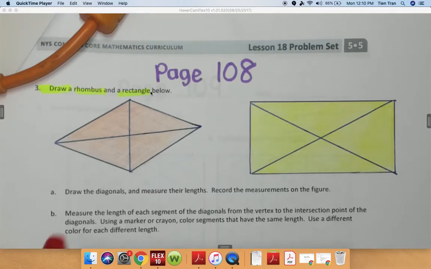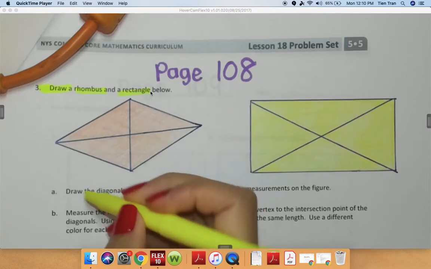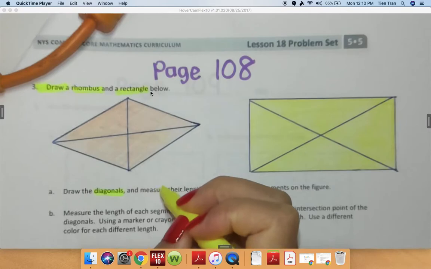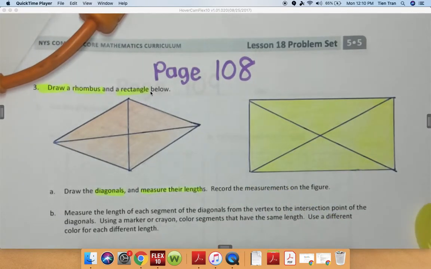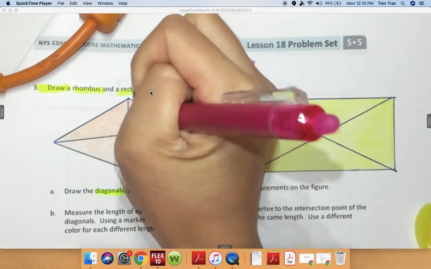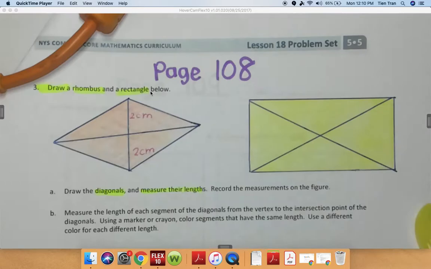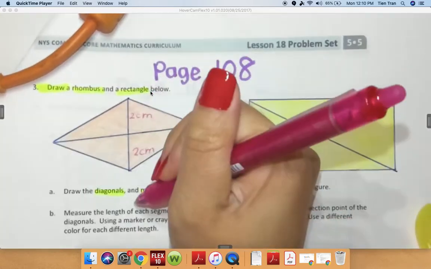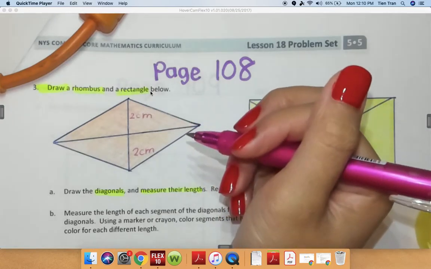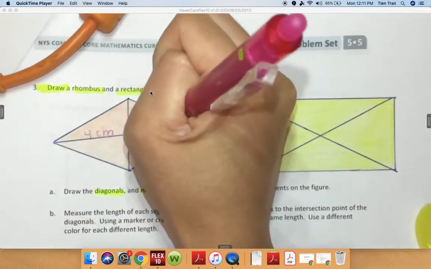Now for problem A, it asked me to draw diagonals and measure their length. So I drew diagonal lines, as you can tell, those crisscrosses. And when I measure their lengths, I'm going to get 2 centimeters for this one and 2 centimeters for that line when we go up and down. And from left to right, I'm going to get my measurements of 4 centimeters and 4 centimeters.